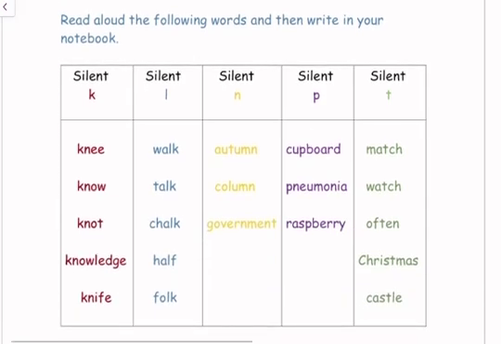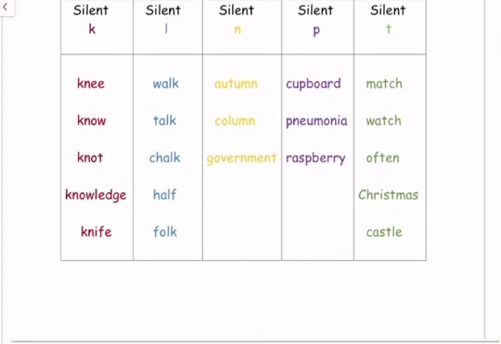Read aloud the following words and then write in your notebook. Silent K. Knee. No. Not. Knowledge. Knife. Silent L. Walk. Talk. Chalk. Half. Fork. Silent N.